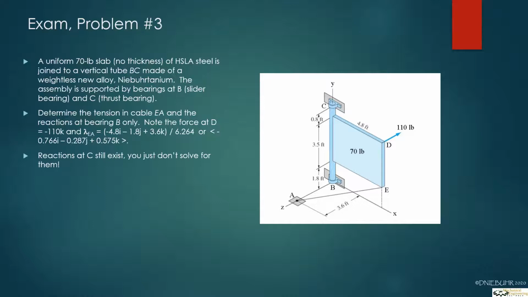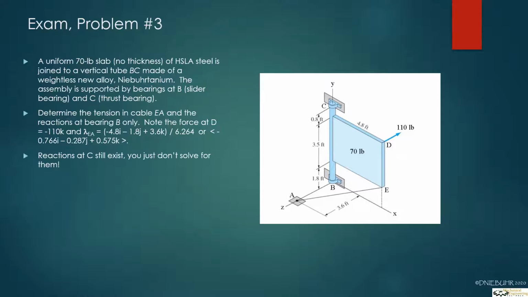Now, I told you in the problem, you only had to solve for B and AE, and that's because, for time reasons, solving for C just involved extra steps, which I didn't think were necessary. However, that doesn't mean that you can ignore C and pretend it doesn't exist. It's still part of the problem.